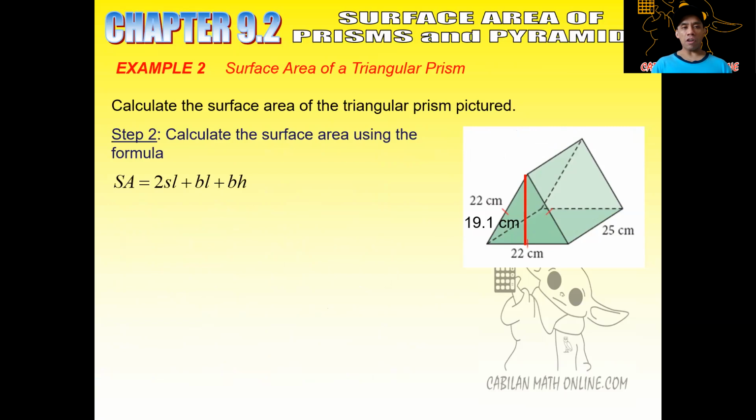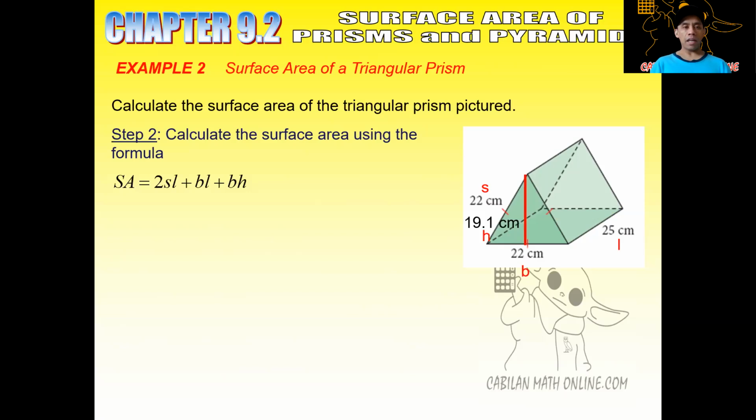So for the surface area, you notice we have an S, L, a B, and H to label. So starting off with the S here. The S, remember, was the slanted length of the triangle here, so that will be the 22. That makes up the slants there. Our length here is 25. And for our base here, the base is now the entire bottom, which would be 22. And then our height here is the 19.1.